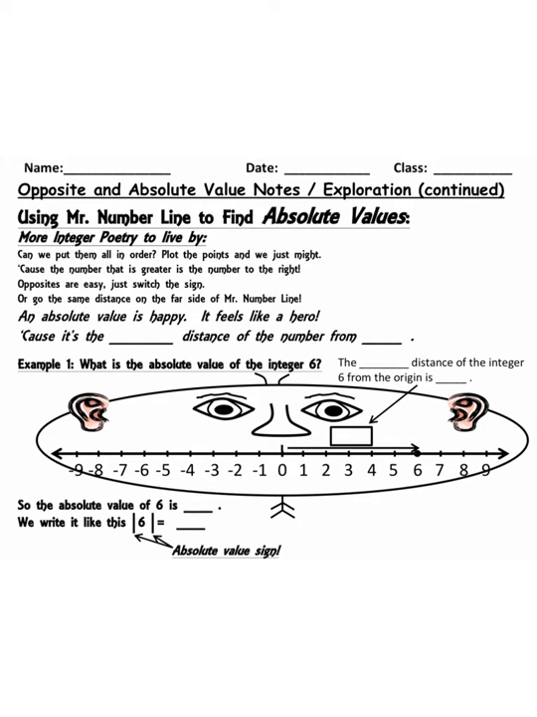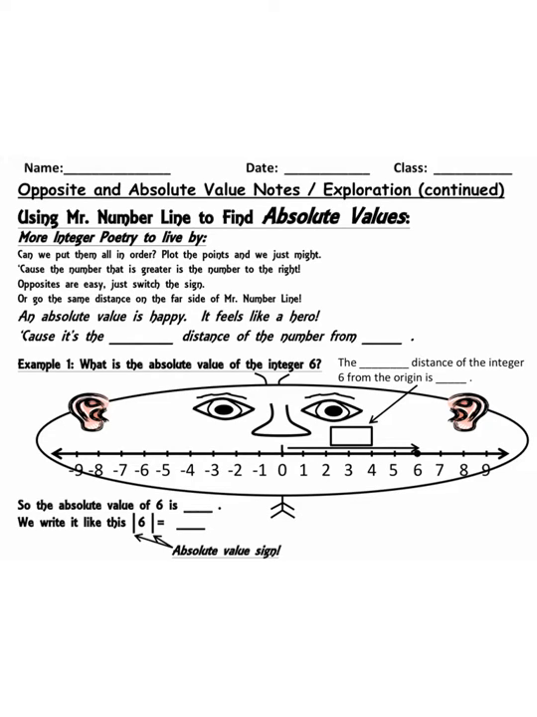Now let's talk about absolute values. Absolute values are very different from opposites, so pay attention. Here's some integer poetry to live by. We will review what we've done and we will add on. It goes, can we put them all in order? Plot the points, and we just might, because the number that is greater is the number to the right. Opposites are easy, just switch the sign or go the same distance on the far side of Mr. Number Line. An absolute value is happy.